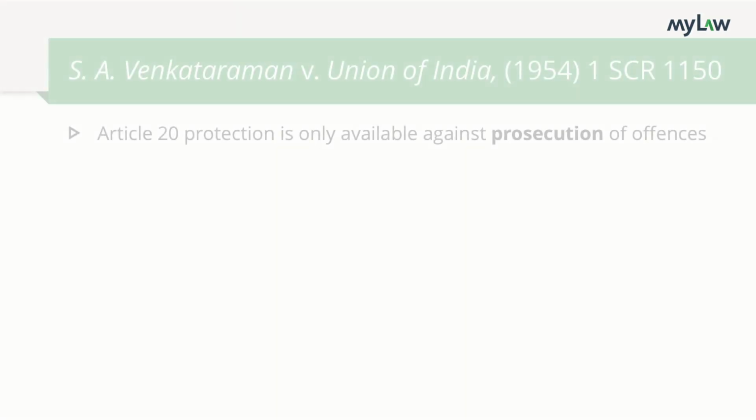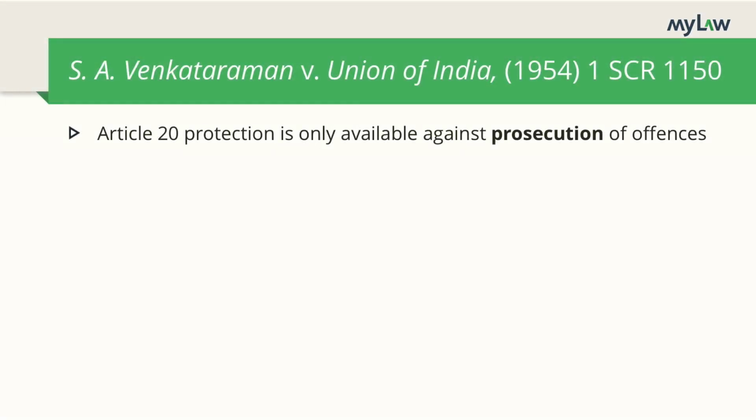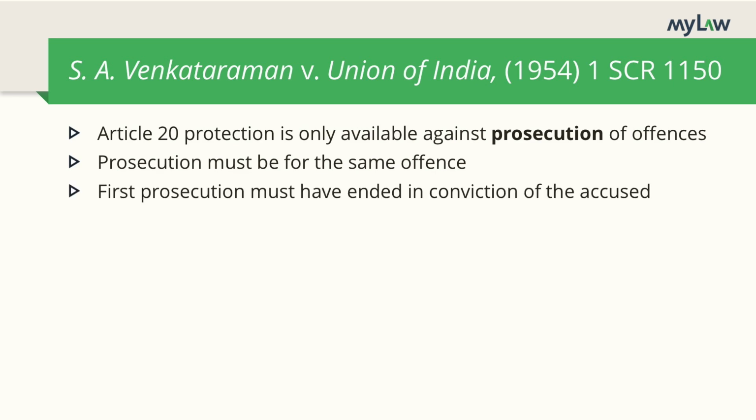The court set out the conditions that need to be proved to establish a plea of double jeopardy. First, Article 20 applies only to prosecution of offences and not to inquiries and other proceedings. Secondly, the first and second prosecution must be for the same offence. Third, the earlier trial should have ended in conviction and punishment of the accused.